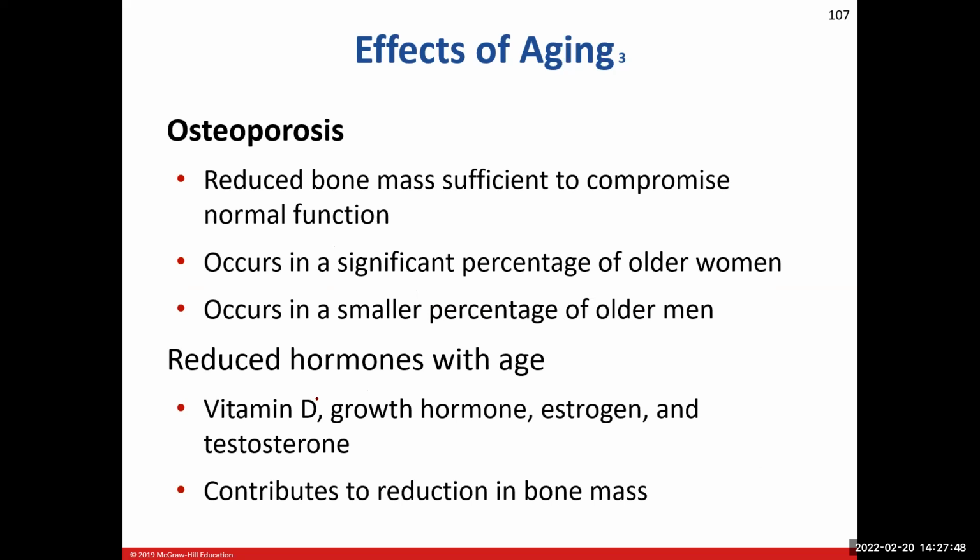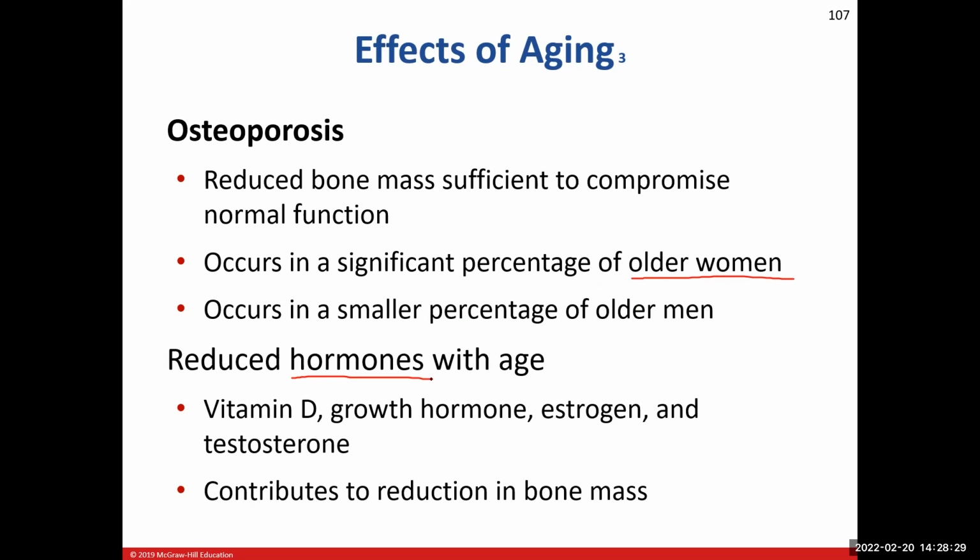Okay, now osteoporosis, and a lot of us are pretty familiar with this condition here. But what we'll see is we get such a reduced amount of bone mass that it starts to compromise bone's normal function. What's one of the functions? Support, movement, okay? So we'll see these functions start to become impaired. Again, unfortunately, we do see it more often in older women. And a big reason for that is going to be hormones.